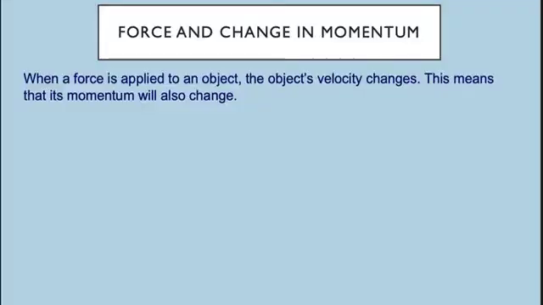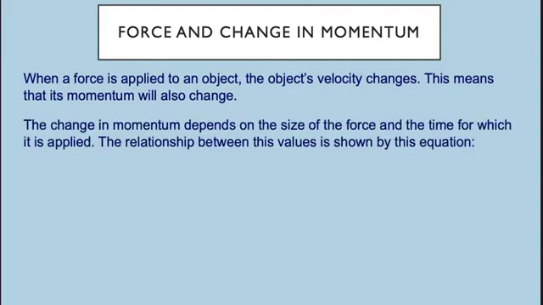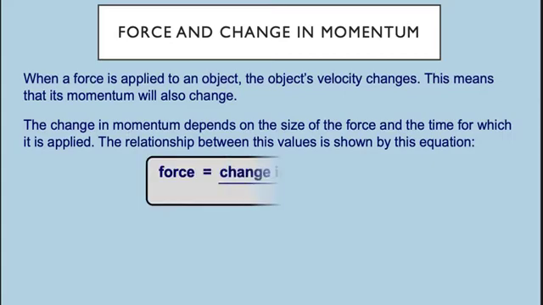Right, so we have looked in the last couple of lessons at momentum and the conservation of momentum, and today we're going to be looking at how the change in momentum is linked to a force. So when a force is applied to an object, the object's velocity changes. This means that its momentum has also got to change. The change in momentum depends on the size of the force and the time for which it's applied. The relationship between these values is shown by an equation.